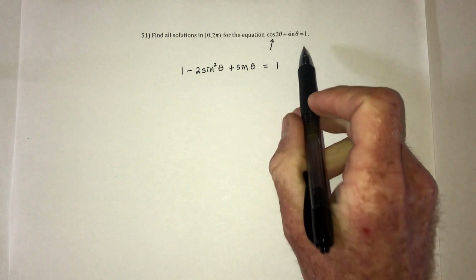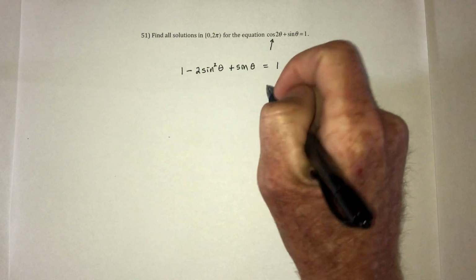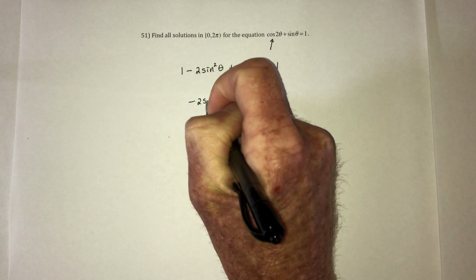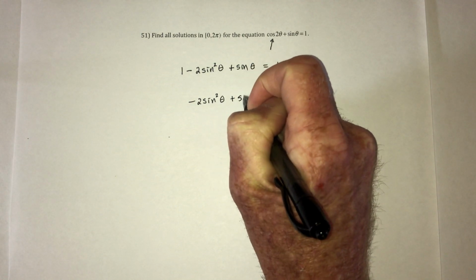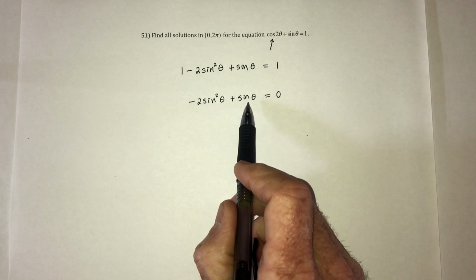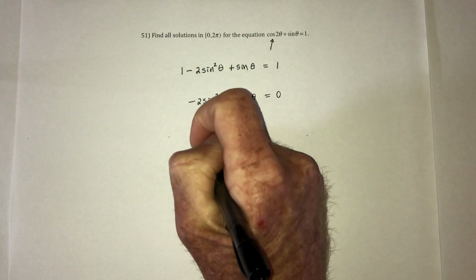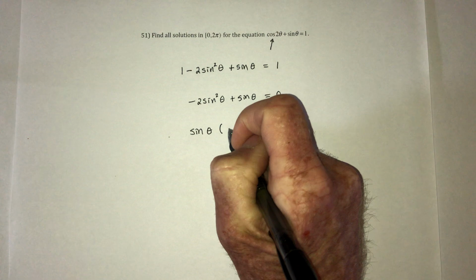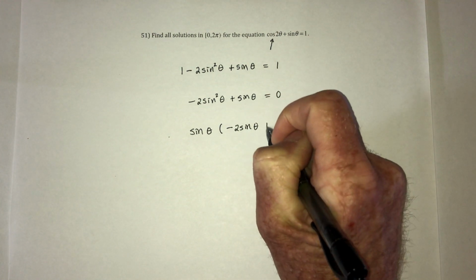And then it was set equal to 1. Now what I could do is subtract 1 from both sides, which means that it's equal to 0. And the next thing we're going to do is factor. This has a sine in it, and this has a sine in it, so we could factor out sine. So that would leave behind negative 2 sine of theta plus 1.